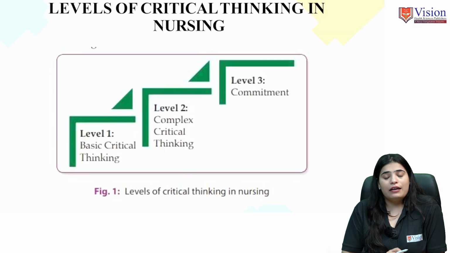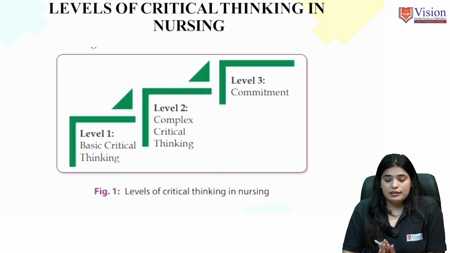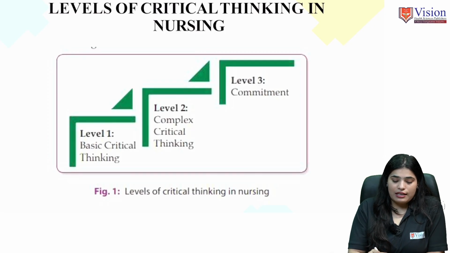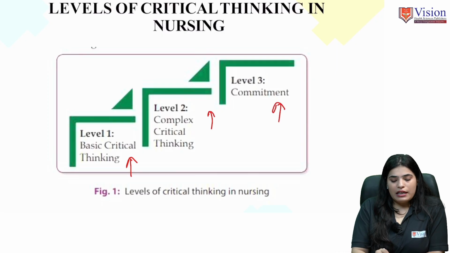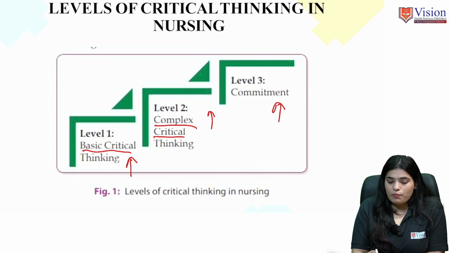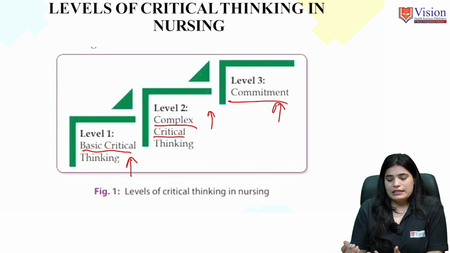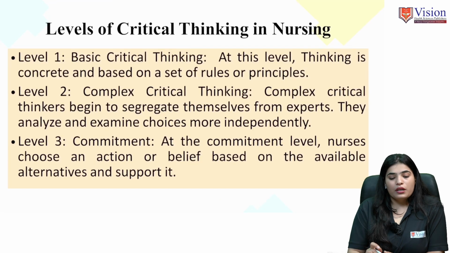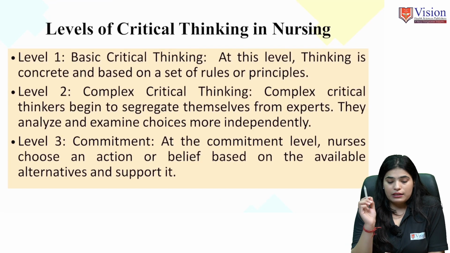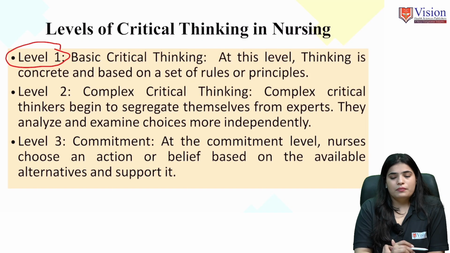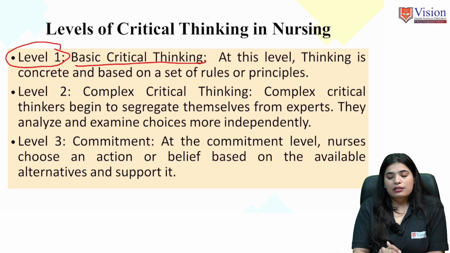So there are different levels of critical thinking in nursing. These levels are level 1, level 2 and level 3. Level 1 is basic critical thinking, level 2 is complex critical thinking and level 3 is commitment. So students, let's discuss this. Okay. So levels of critical thinking in nursing. First one is level 1 and this is the basic critical thinking.